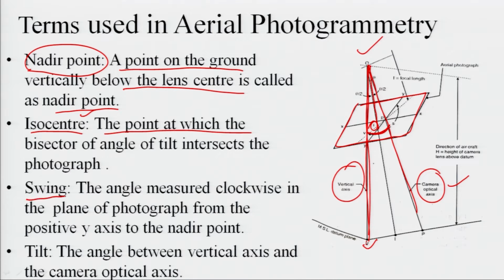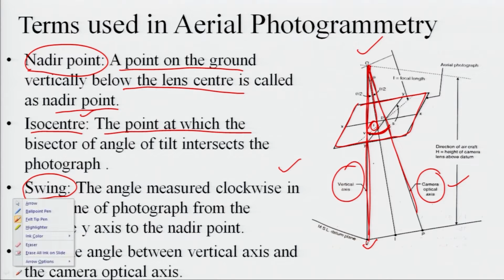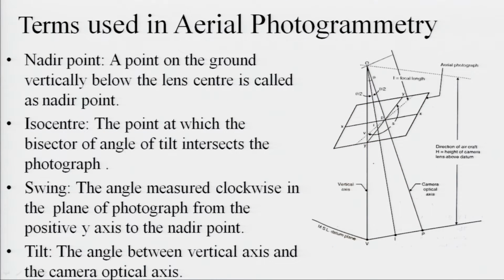Talking about swing, swing is basically an angle measured in a clockwise direction in the plane of the photograph from the positive y axis to the nadir point. This is the y axis, and if we measure an angle in a clockwise direction from the positive y axis to the nadir point, then this portion is known as swing.